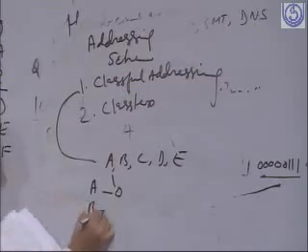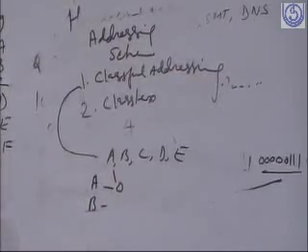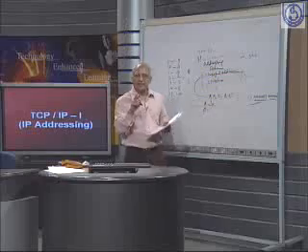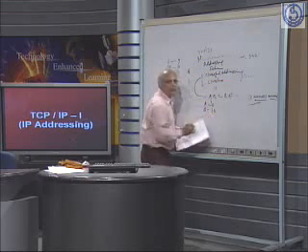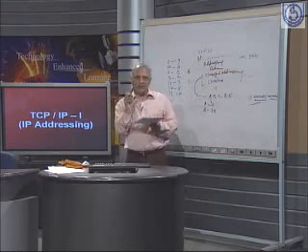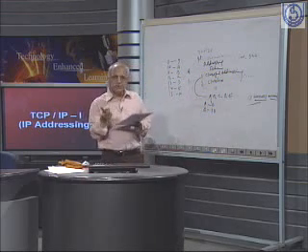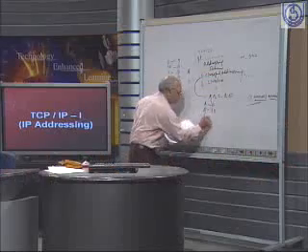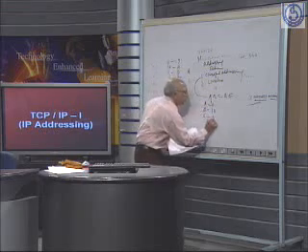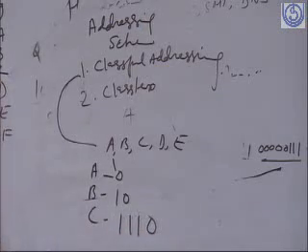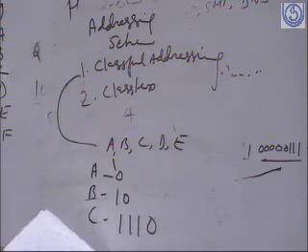In class B, you have the first bit 1 and the second bit must be 0. So this way we are defining class A, first bit is 0; class B, the first bit is 1 and the second bit must be 0. In class C, we have 110. Please note down, we will ask the questions now. So the third is class C address.